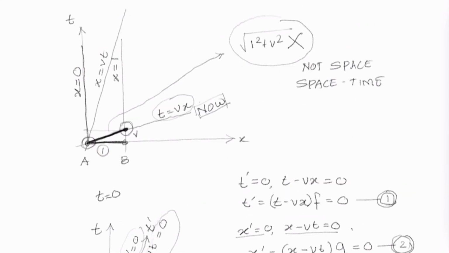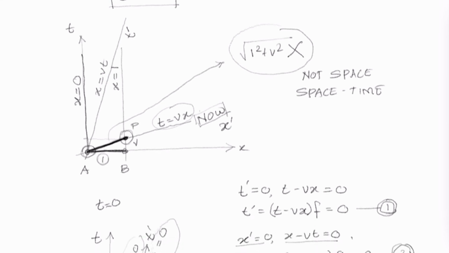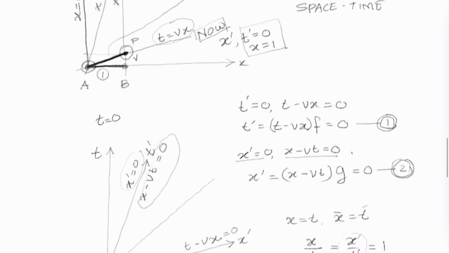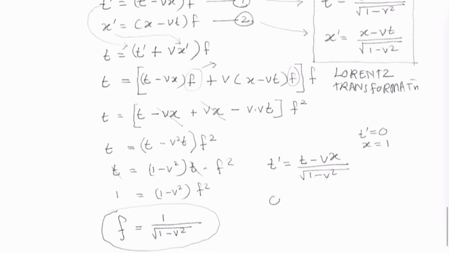So let's get back to our original question, the length of the tape. Let's call this point P. At P, t bar equals 0 and x equals 1. Let's substitute these into this equation. t bar equals t minus Vx over the square root of 1 minus V squared. So t bar is 0. So 0 equals t minus V times 1. So that shows t equals V.